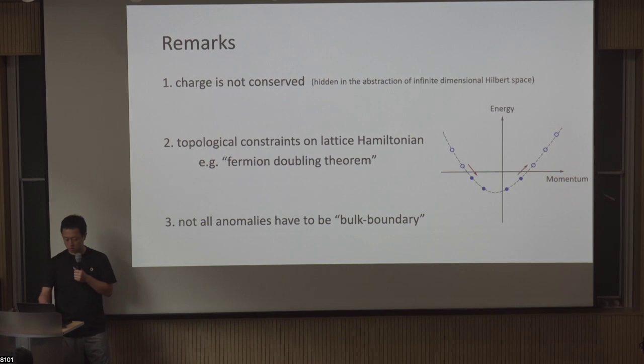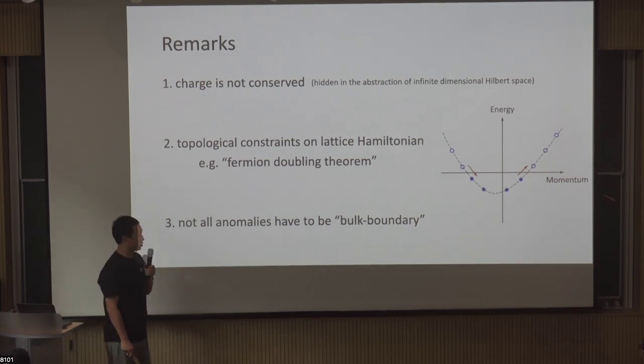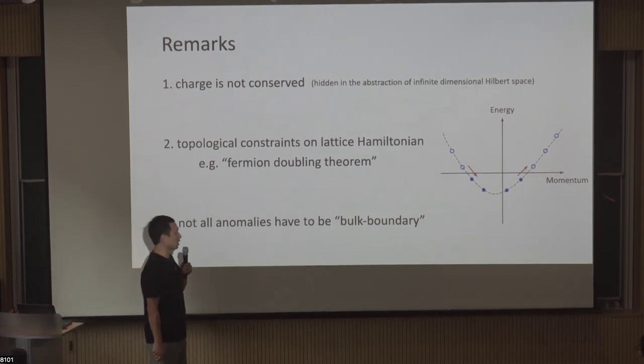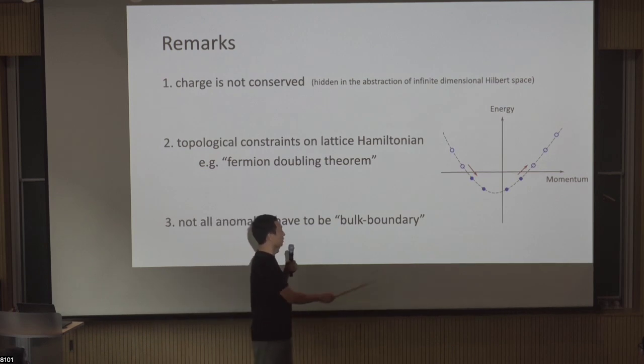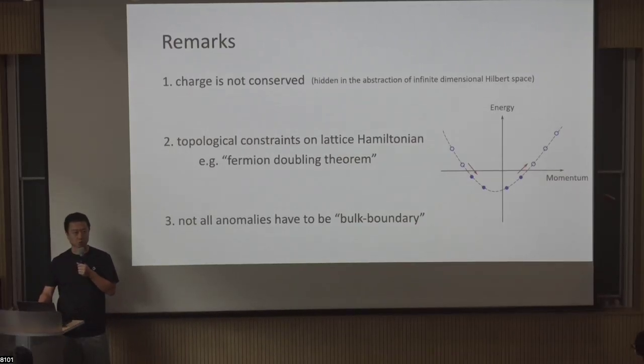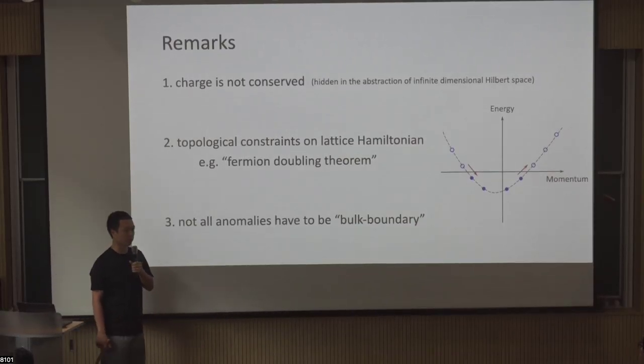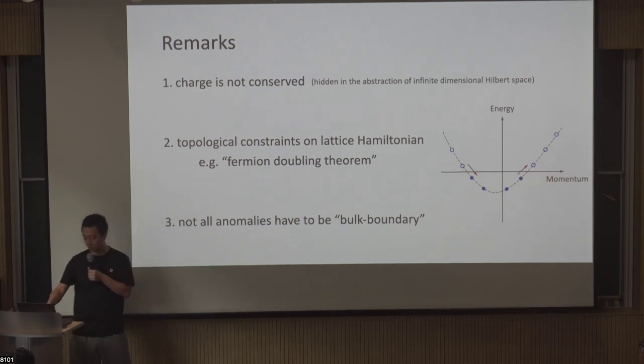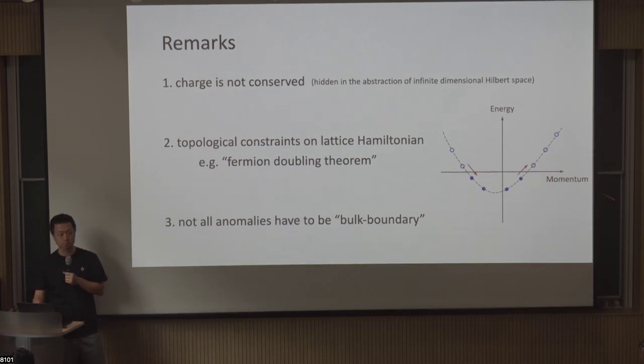No, that's not all. Anomalies don't have to be on a bulk boundary. So you don't have to have some kind of bulk system to hide the charge. You can actually talk about anomaly in a full-fledged one-dimensional theory. So that will be the type of anomaly I'm going to talk about today. Any question about this elementary part?